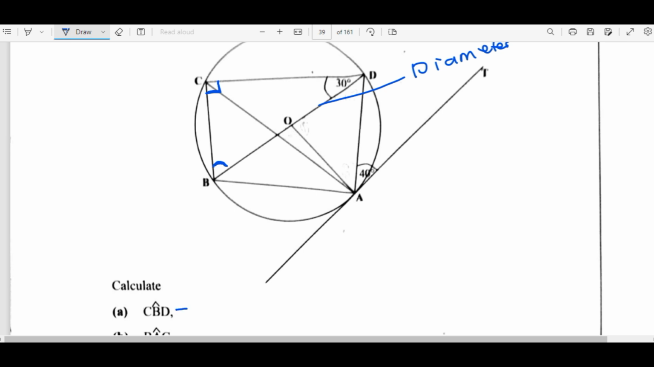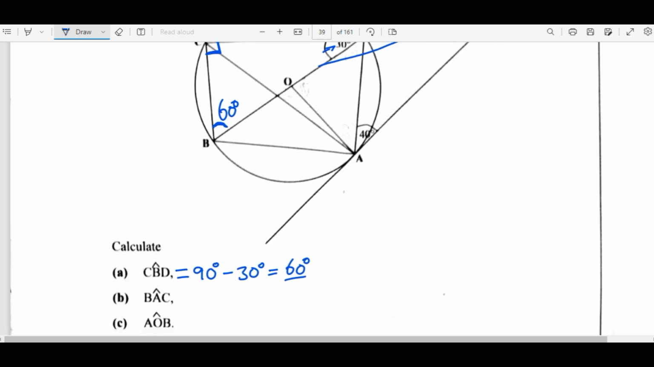So to find CBD, we just say 90 minus the given angle, which is 30. So this will give us 60 degrees. So at this point we have 60. So that 60 plus 30 is 90, plus this 90 here, we have 180, which is a triangle adds up to 180. Then we have BAC.